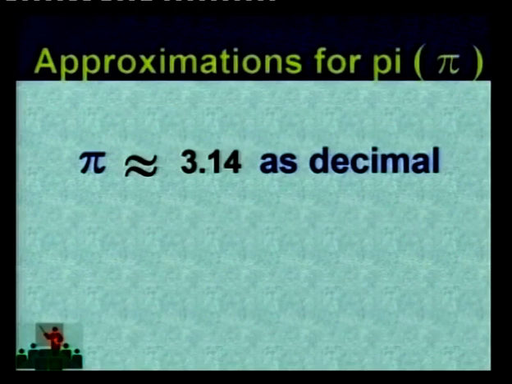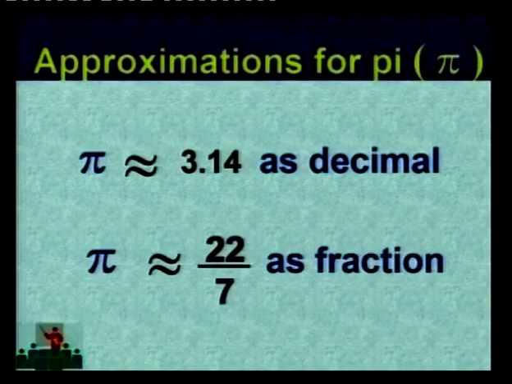The approximation for pi is, pi is approximately equal to 3.14 as decimal. Now it has been rounded off to two decimal places. So sometimes when you are doing calculations, they will give you that value as decimal. Approximately 3.14 as decimal. Sometimes it is given as fractions. Pi as fraction is approximately 22 over 7. So when you see those two values, you must always think that that is the value for pi. Okay, approximate value for pi.